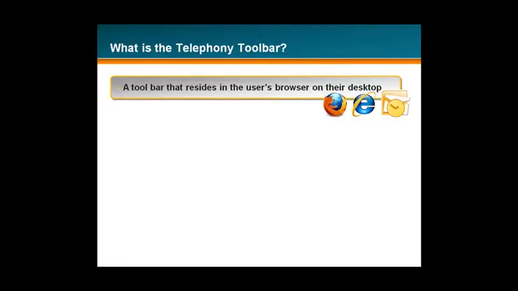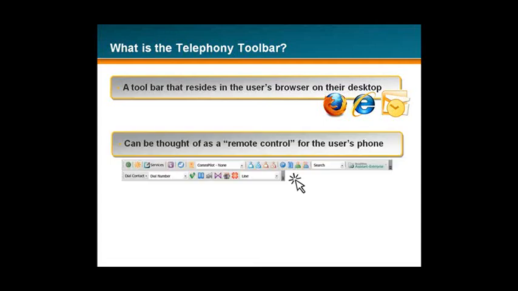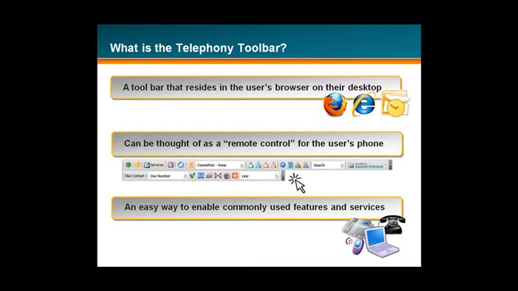We are going to start with a brief description of what the Telephony toolbar provides. The toolbar is just as it sounds, a toolbar that resides in Mozilla Firefox, Microsoft Internet Explorer, or even Microsoft Outlook, and sits in the browser window just as any other toolbar would. You can think of the toolbar as a remote control for the user's phone, providing a quick and easy way to enable commonly used telephony features and services.